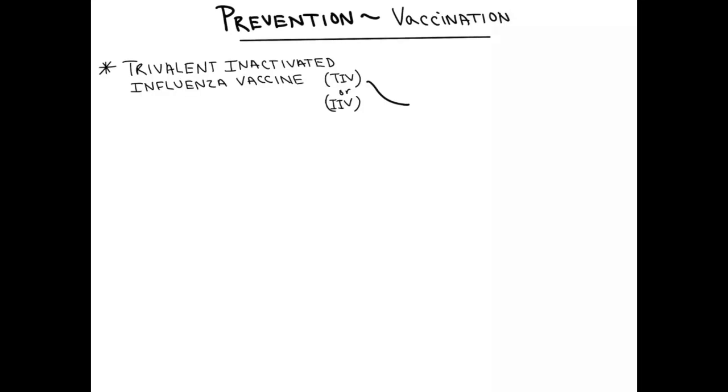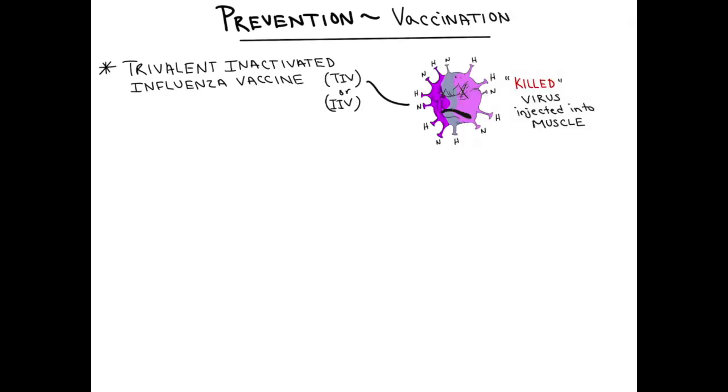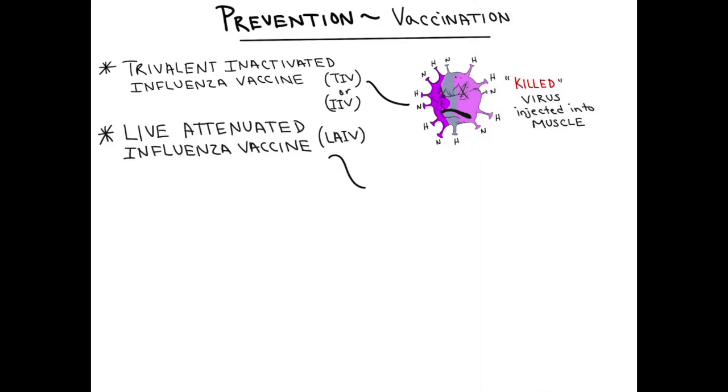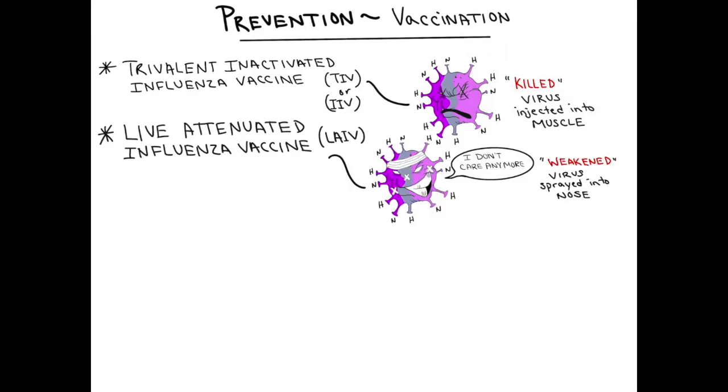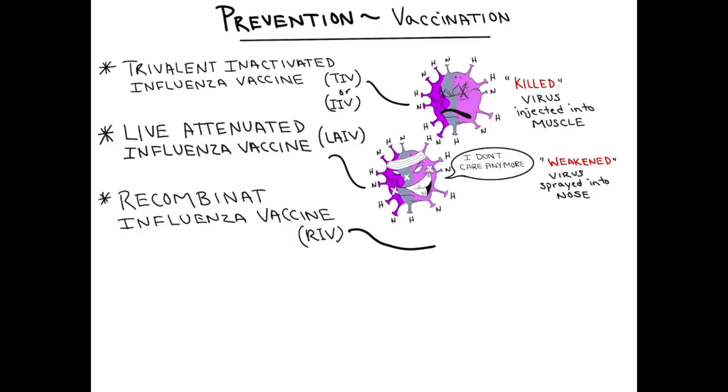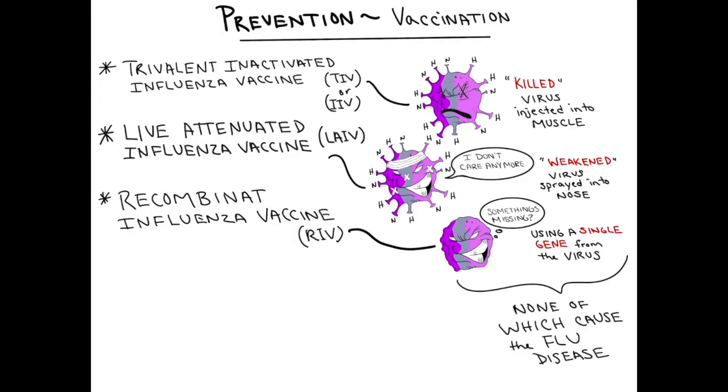Now we know that the best tool to prevent the influenza virus is vaccination. The vaccine comes in a couple different forms. There's a trivalent inactivated influenza vaccine, which is a destroyed or killed virus that is injected into a muscle. The live attenuated influenza vaccine is a weakened virus that's usually sprayed into the nose. And finally, there's a recombinant influenza vaccine, which uses a single gene from the virus to activate our immune system. None of these vaccines have the ability to cause the influenza disease.